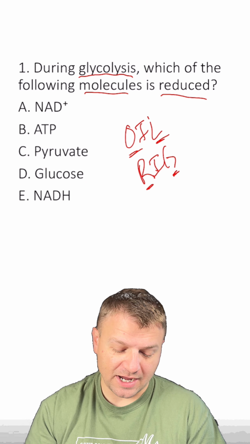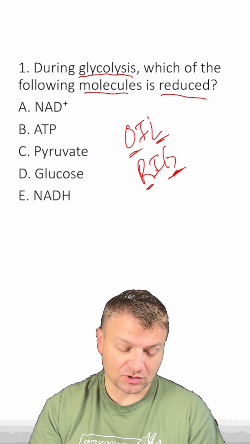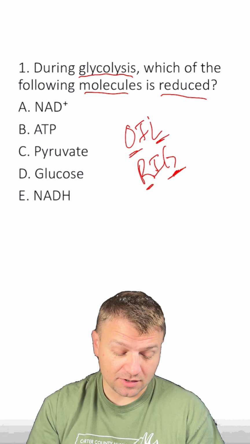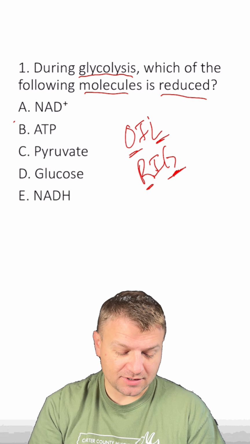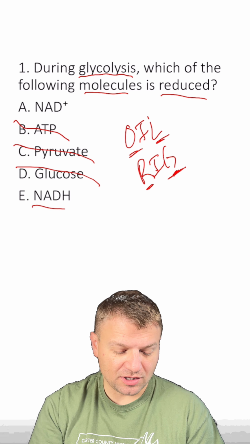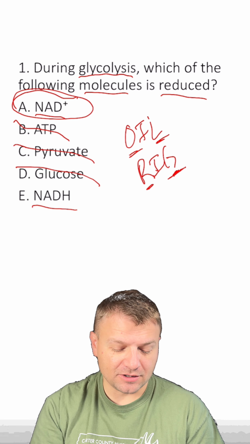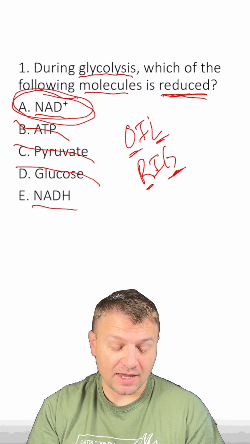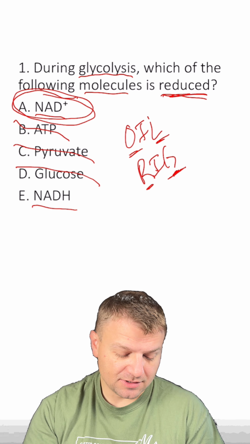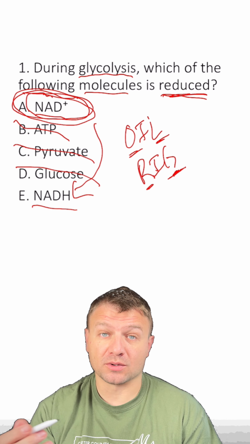So we're looking for a reaction that's going to gain an electron, or a molecule that's going to gain an electron. And typically during glycolysis, we're not giving electrons to ATP, to pyruvate, to glucose. We're dealing with either NAD or NADH, and in this case, NAD is going to go through a reduction reaction and gain an electron and a hydrogen to become NADH. So A is the right answer since it's going to be reduced.